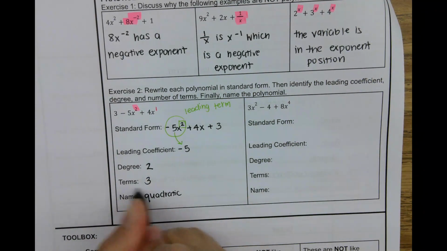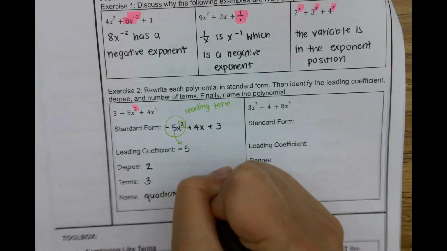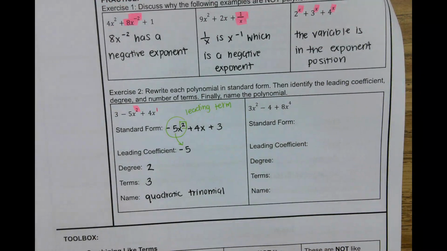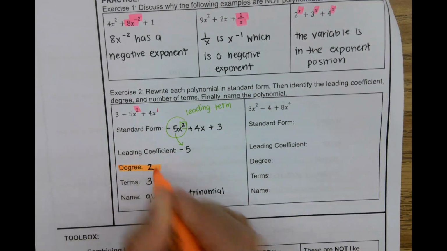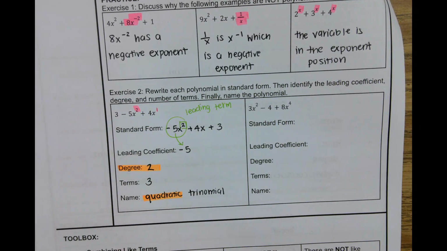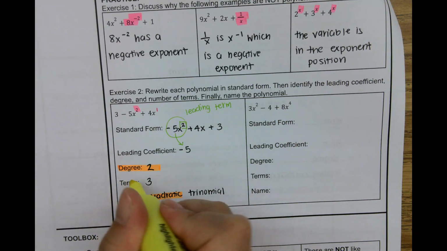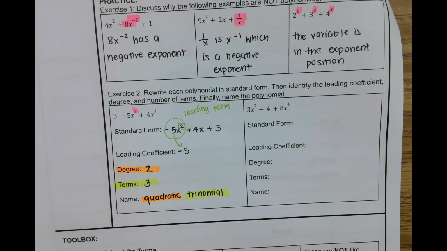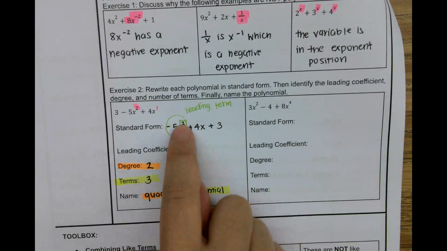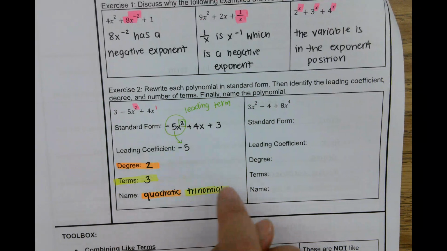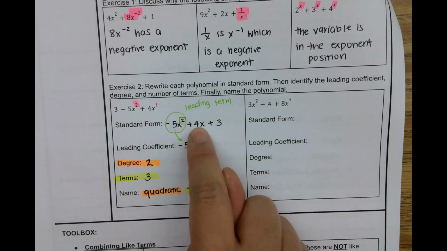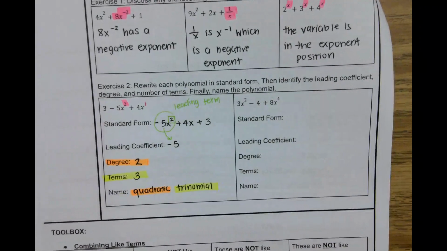Since there are 3 terms, it would be a trinomial. So this name is based on the degree, and this name here is based on the number of terms. Quadratic because it's degree 2, trinomial because there are 3 terms: negative 5x squared, 4x, and 3. So let's do the next one here.